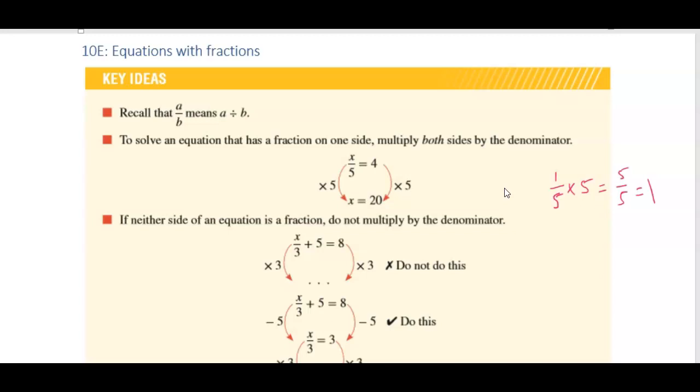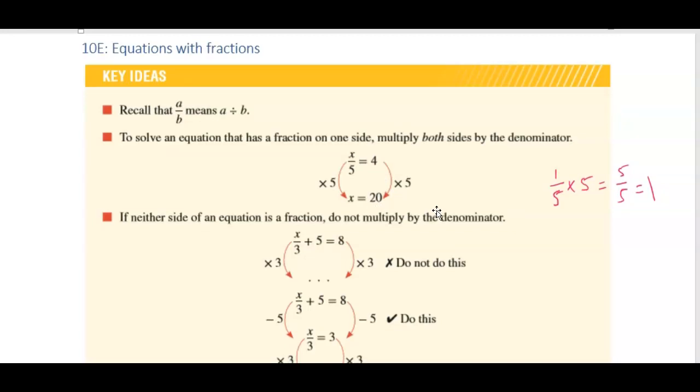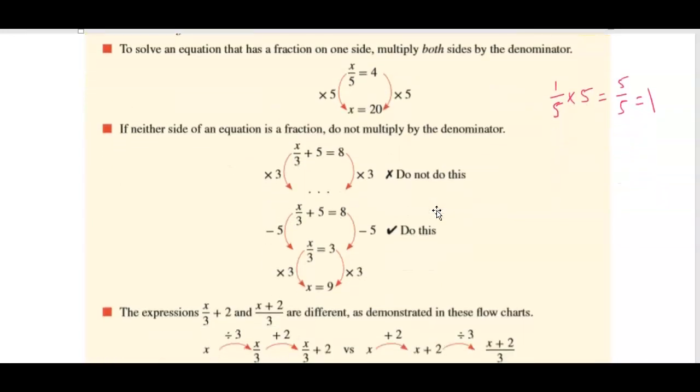Okay, but whatever we do to the left-hand side, we also have to do to the right-hand side. So you can see here, we've got times 5, and then on the other side, we've also got times 5, so that 4 is multiplied by 5 also. Sometimes in your head you can say, well, what number divided by 5 will give me 4? And that's 20. But other times we get more complicated questions, so that's why we need to solve them algebraically.